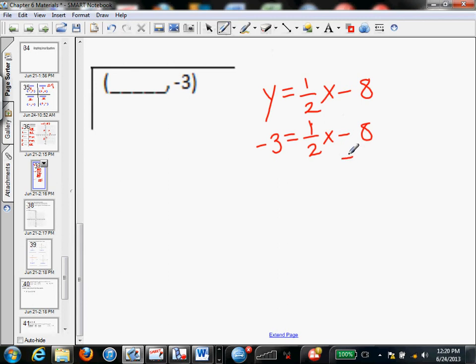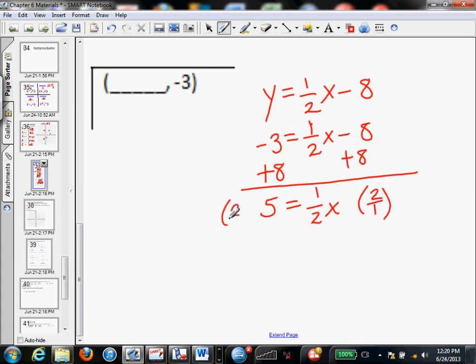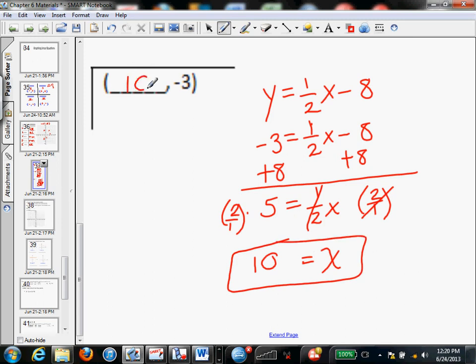And to start working away from the variable, we want to add 8 on both sides. So negative 3 plus 8 yields 5 equals 1/2 x. And how do we get that x by itself? We have to multiply by the reciprocal of that, which is 2 over 1, or just 2. So we're going to multiply by 2 over 1, or just 2, on both sides of the equation. This is just going to leave you with x on the right side. So 2 over 1, or just 2, times 5 is 10. So x is 10.